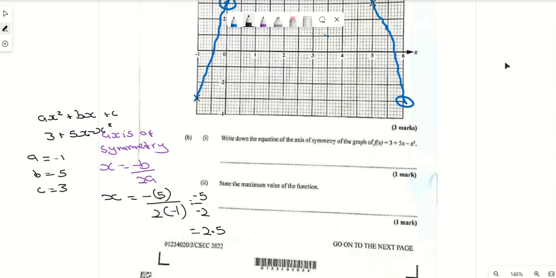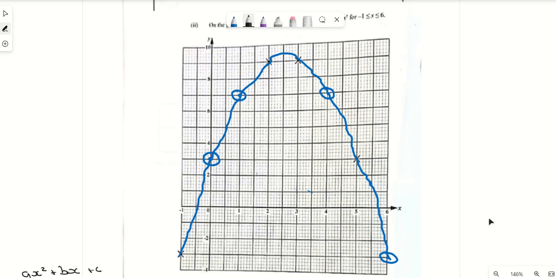Right? So we're going to look at my graph, and look for where x is equal to 2.5. We see that the distance between 2 and 3 is half of that. So we're going to look at the distance half of 2 and 3, which is right here. So this here would be 2.5, and you're just going to draw a straight line up.